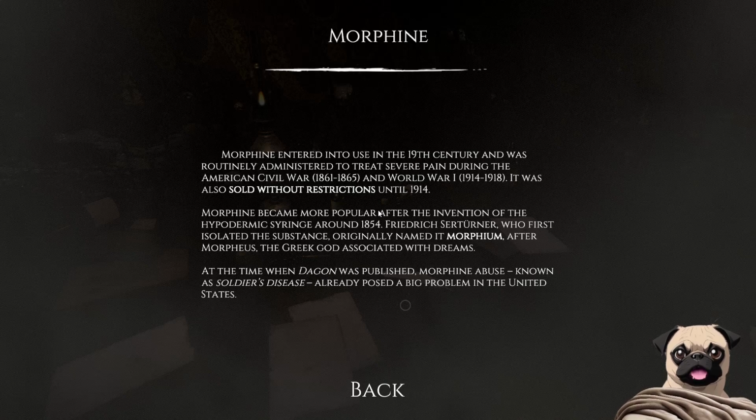Morphine entered into use in the 19th century and was routinely administered to treat severe pain during the American Civil War, 1861-1865, and World War I, 1914 to 1918. It was also sold without restrictions until 1914. Morphine became more popular after the invention of the hypodermic needle, around 1854. Frederick Serturner, who first isolated the substance, originally named it morphium, after Morpheus, the Greek god associated with dreams.